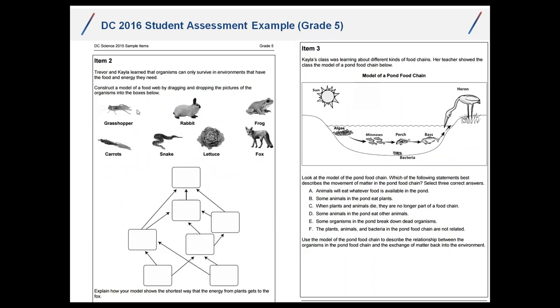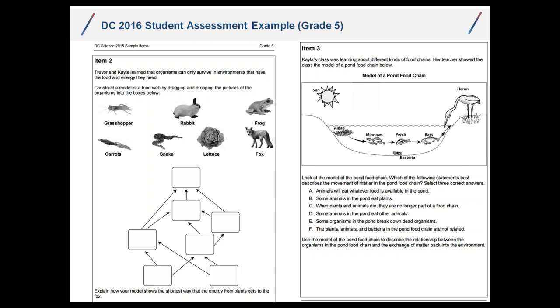And then that evolves into how Trevor and Kayla learn that different organisms survive only in certain environments that have the food and energy they need. How would you construct a food web from these plants and animals? Explain how that model shows the shortest way for energy to get from a plant to a fox. Okay. Further, Kayla's class looking at a food chain here.